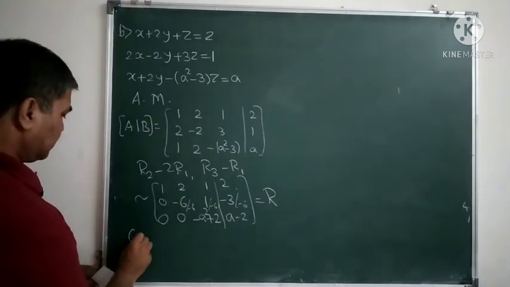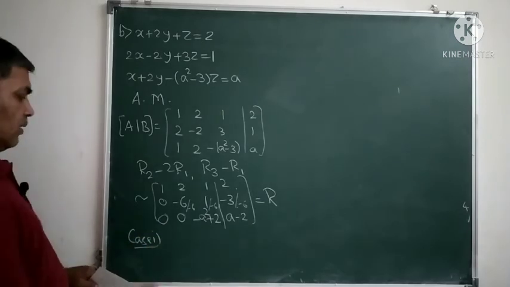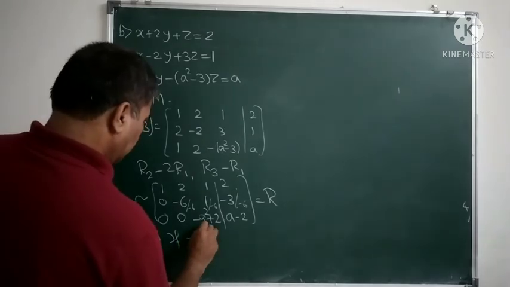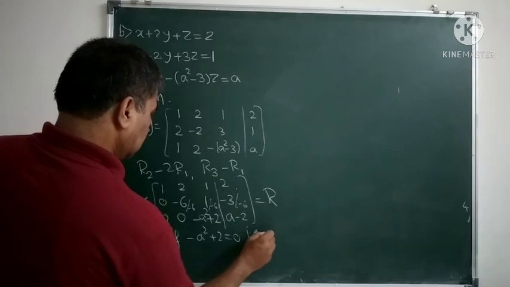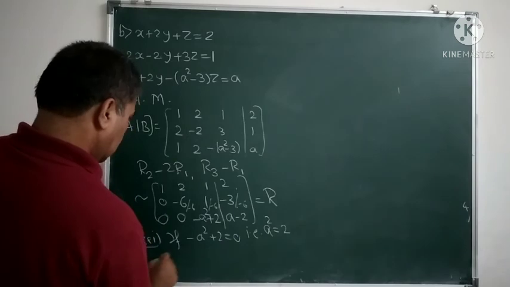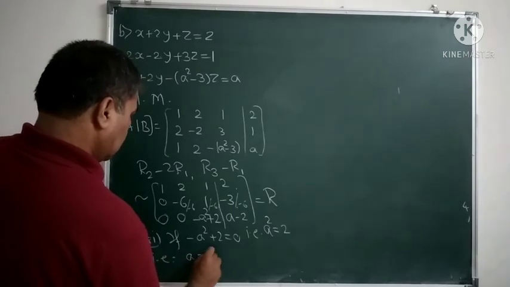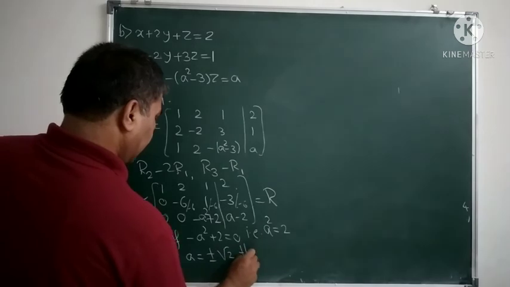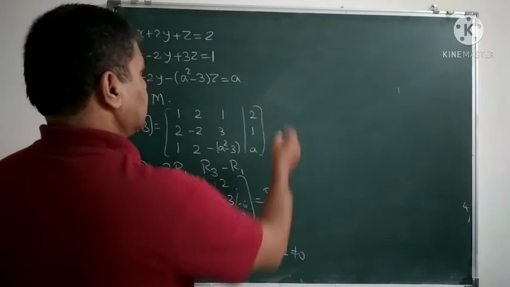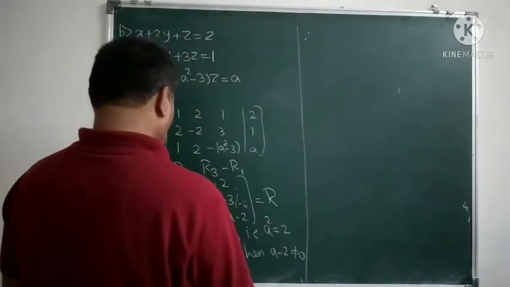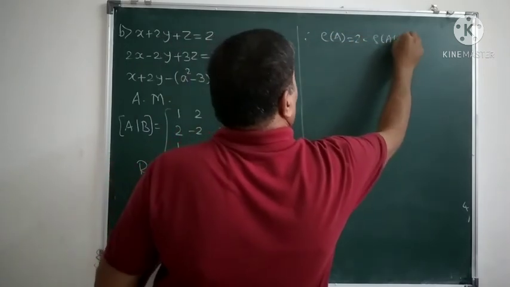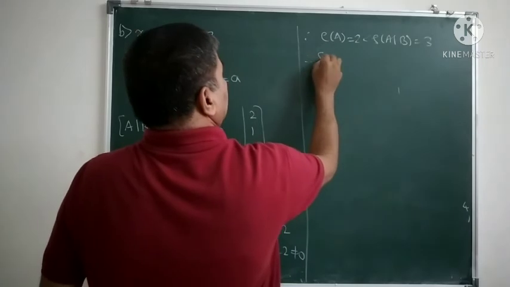So, case 1: if minus a square plus 2 is 0, that is a square is 2, that is a is equal to plus minus root 2, then a minus 2 is not equal to 0, and therefore rank A is 2, which is less than rank AB, which is equal to 3. Therefore, the system is inconsistent.